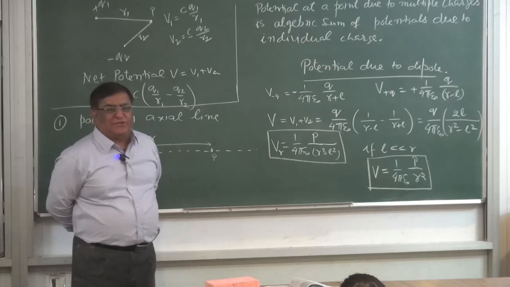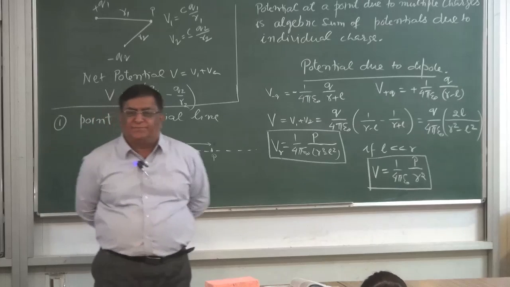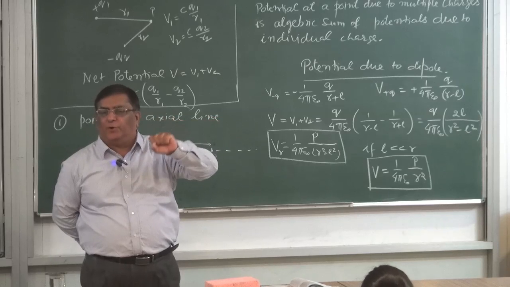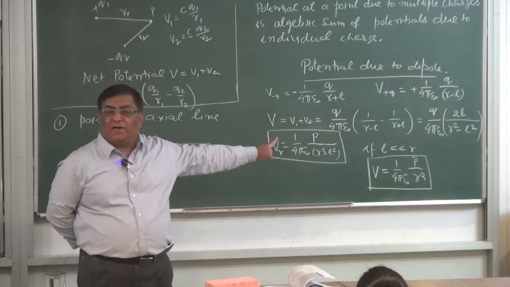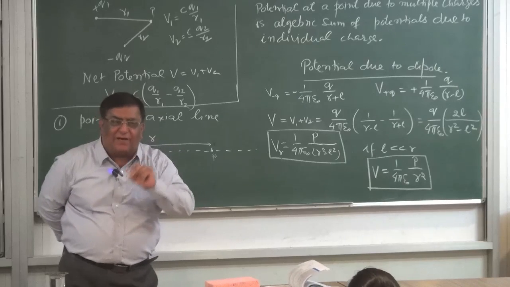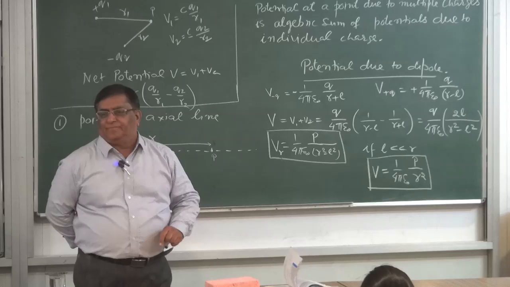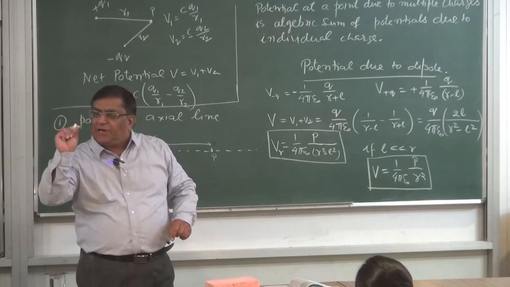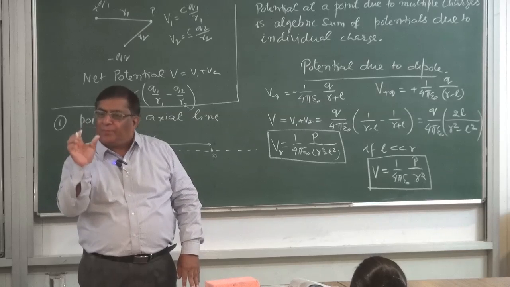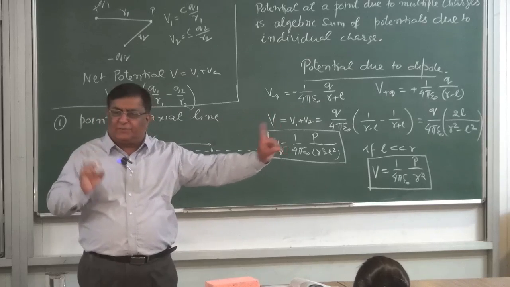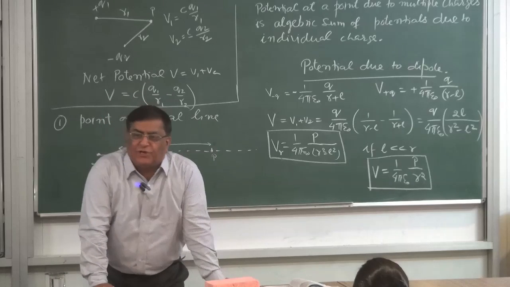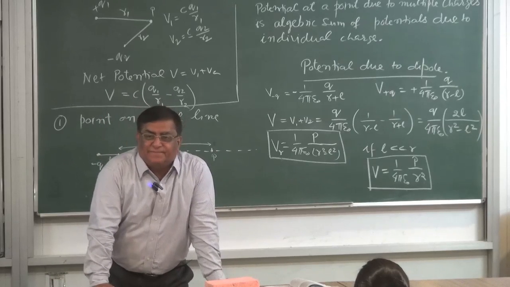What was the potential due to a point charge on a line? That was 1 upon 4 pi epsilon naught Q upon R. This is R square, mind it. Now, out of this R and R square, there is one question. A single charge is having potential. A dipole is also having potential at this point. When we increase the distance, which potential depletes faster?